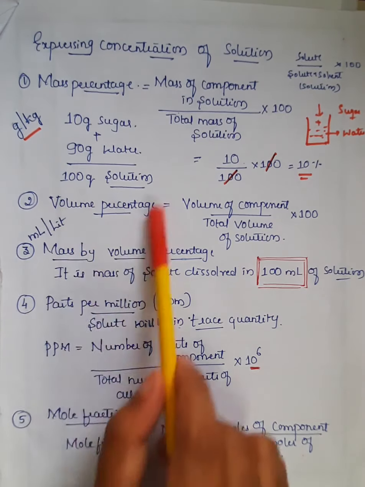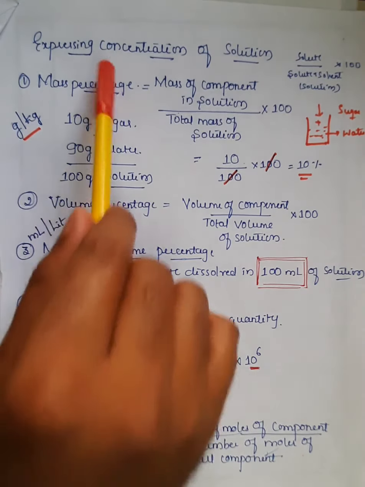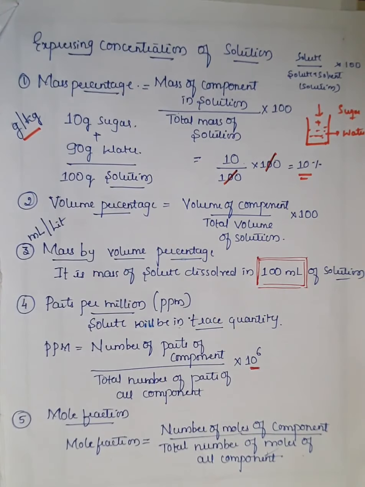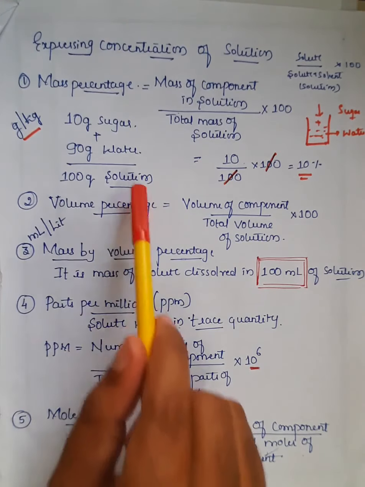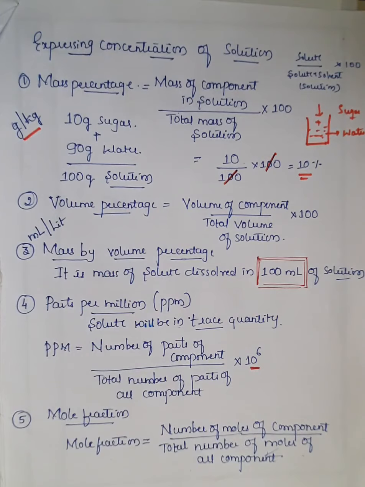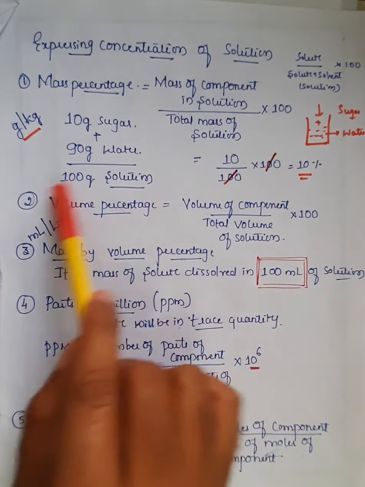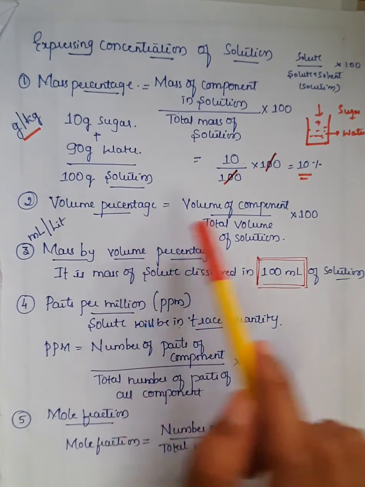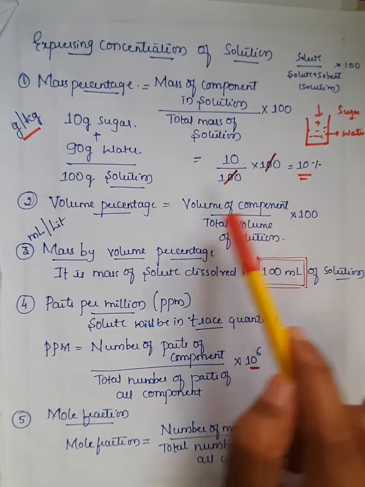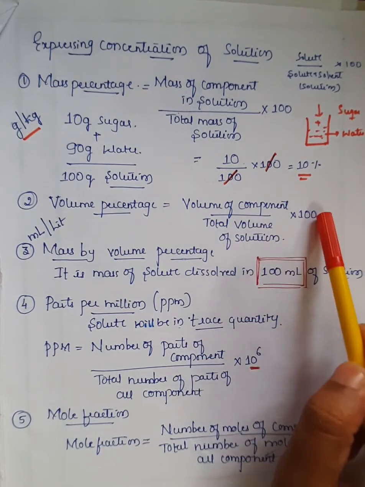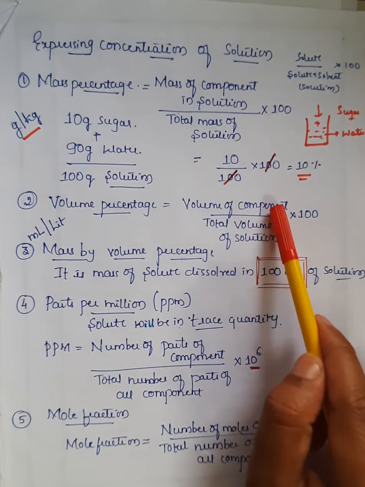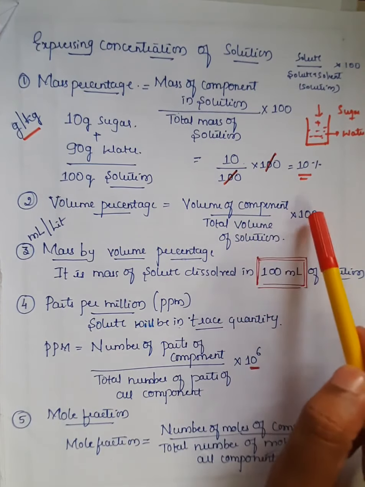And the second one is volume percentage. The volume percentage is similar to the mass percentage. Whenever you measure a liquid component, we call it volume percentage. Whenever you measure a solid component, we call it mass percentage. In case of volume percentage, there is also one formula: volume of the component divided by total volume of the solution into 100, right?